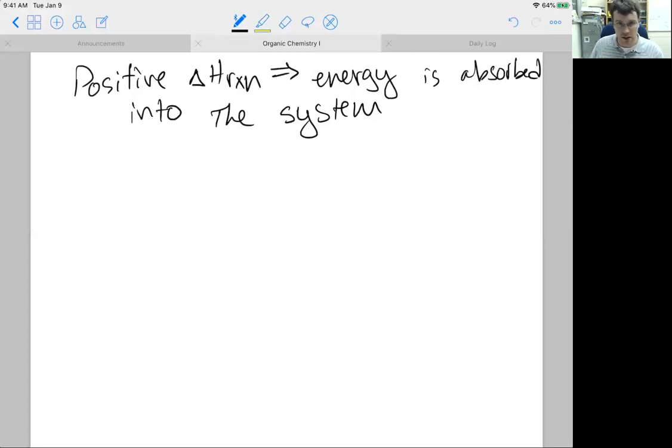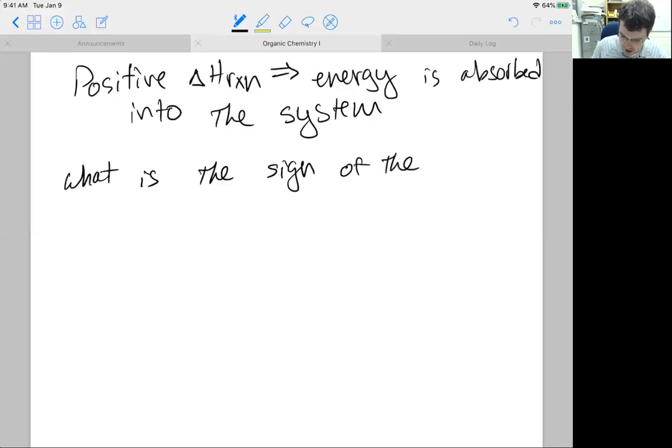Okay, with that in mind, let's predict what is the sign of the delta H of reaction for combustion.